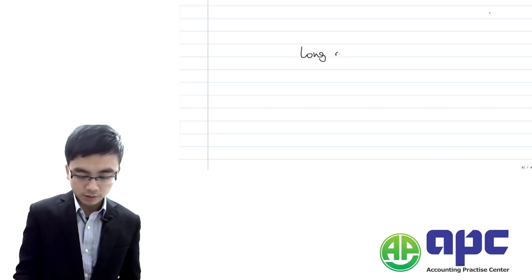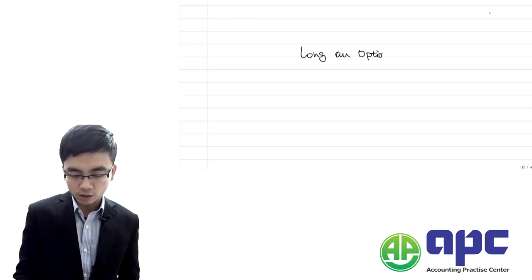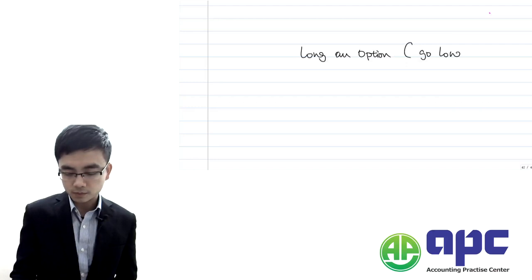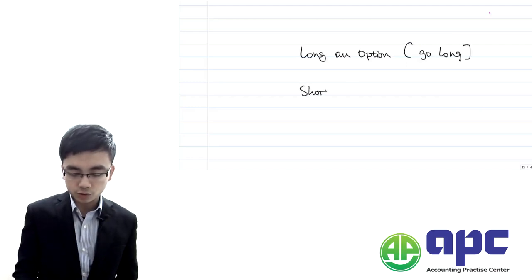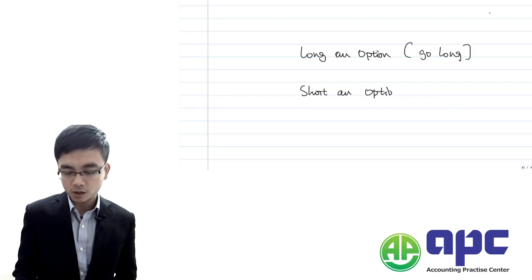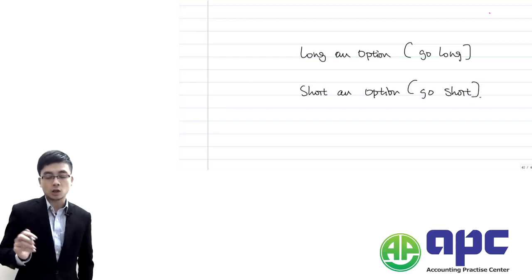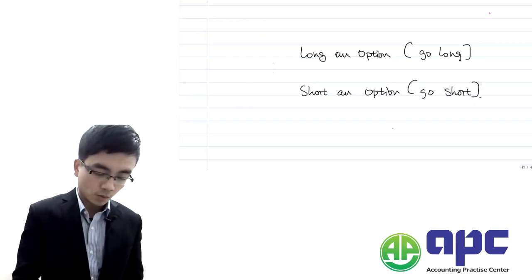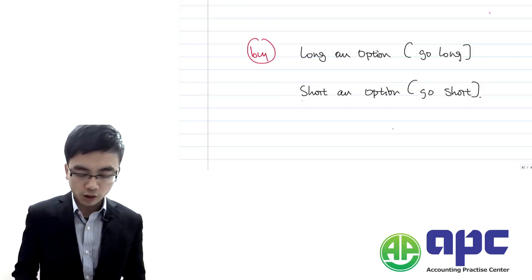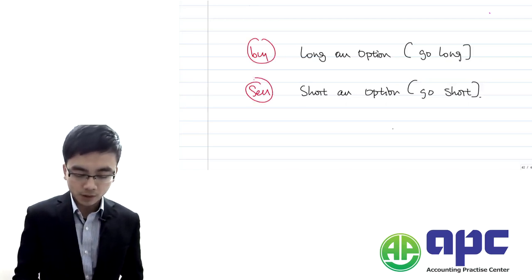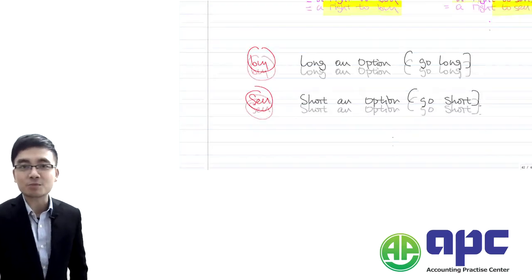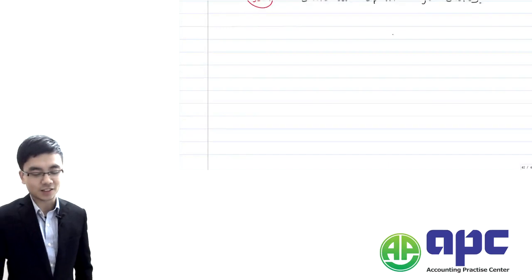And of course, in real life, we also call it going long an option, or perhaps we're going to short an option, which I can call going short. So, long an option means we are going to buy it. Short an option means we are going to sell it. What does that mean then? Is it not different from the put and call option before? Yes, so let's think about it this way.